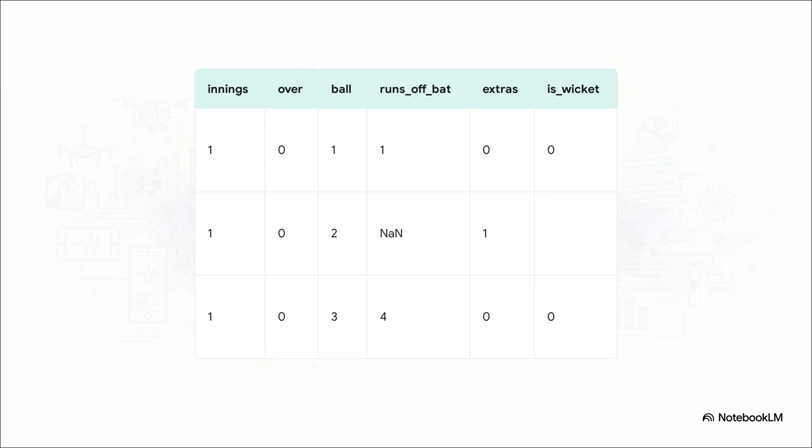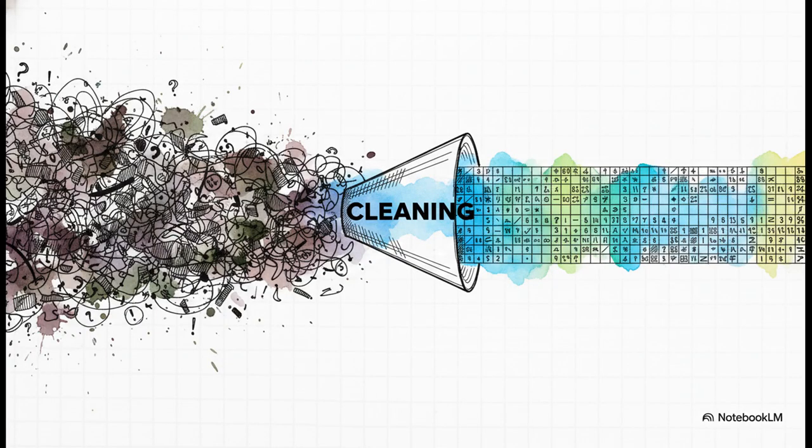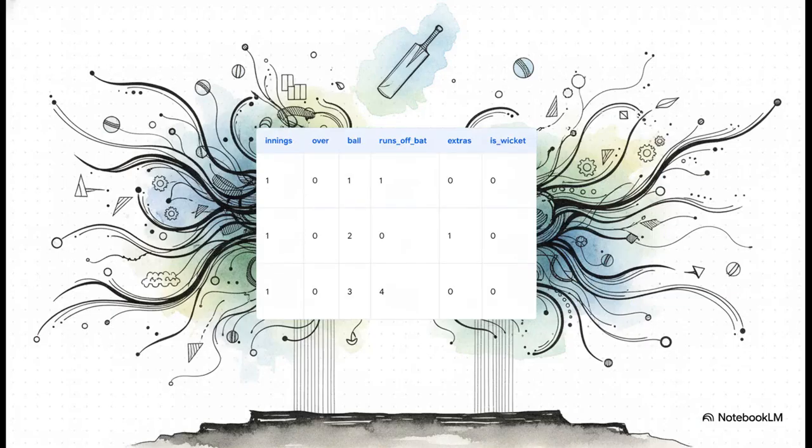It can have missing values like that NaN you see under the runs column, and all sorts of other little inconsistencies. You just can't build a reliable simulation on top of messy data. It has to be flawless. So through a really rigorous cleaning process, all of that messy, inconsistent data gets turned into this. Beautiful. Clean, structured, and totally reliable.